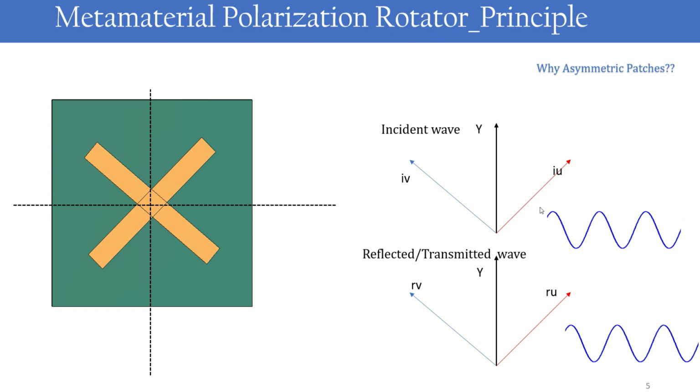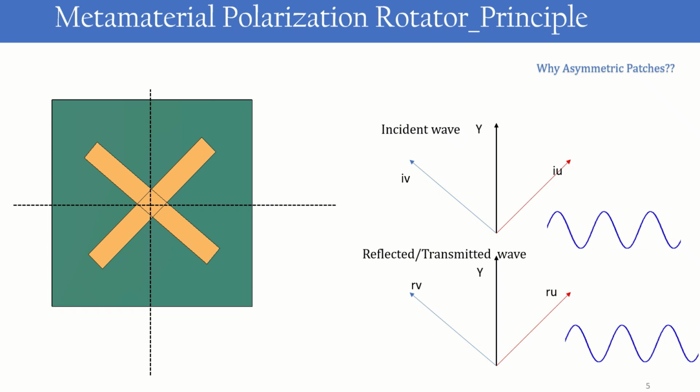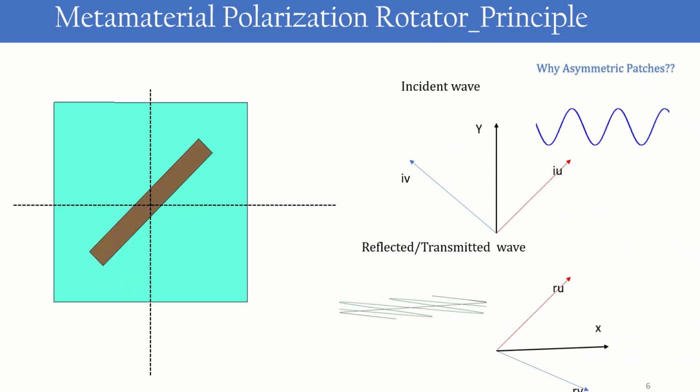Here you can see that both the reflected U and V components are in the same direction as the incident wave. So it will provide a copolar wave reflection itself. So if we are using a symmetric structure, there is no polarization rotation.